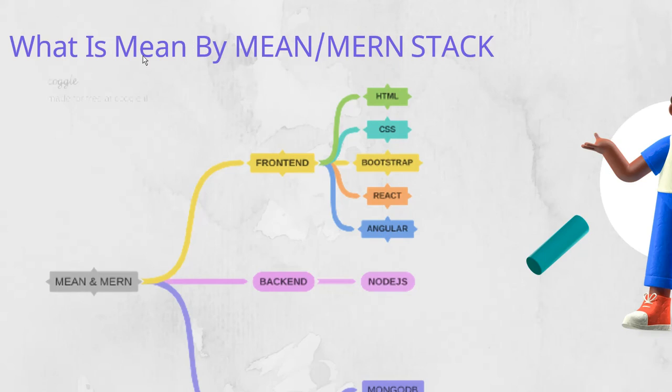Okay, so this is all about the MEAN and MERN stacks. MEAN means M for MongoDB, E for Express, A for Angular, N for Node. Again, MERN is M for MongoDB, E for Express, R for React, and N for Node.